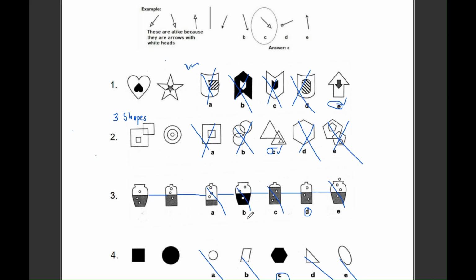Question 3. Pick the bottle that has the same gray liquid level as the examples and exactly 3 little circles anywhere on the bottle. Eliminate. A. The liquid level is too low. B. The liquid is black, not white. C. The liquid level is too high and there are too many circles. E. Shows 4 circles. Answer D. Right liquid level and 3 circles.